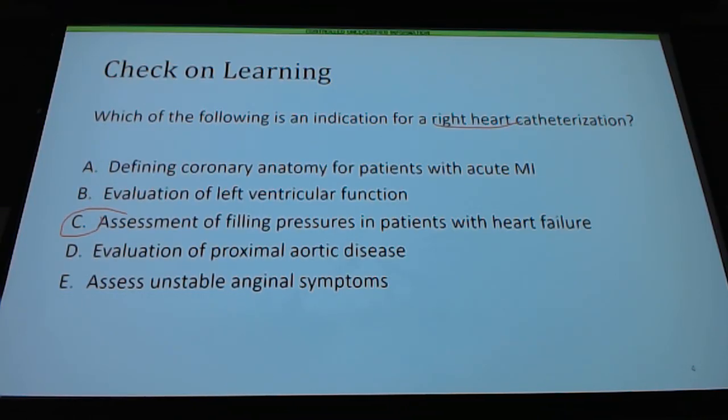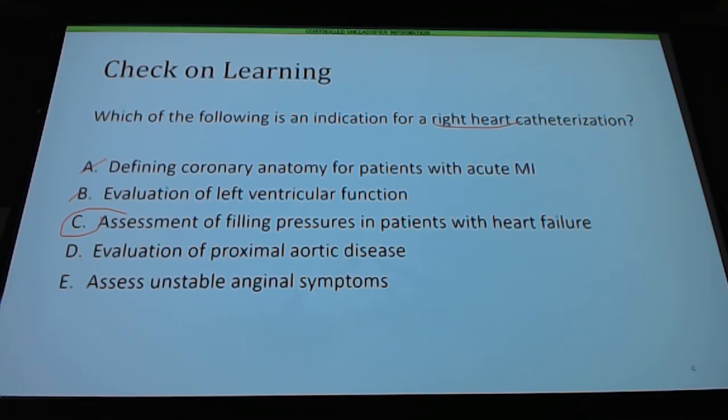So that's correct. So you need a left heart cath to define the coronary anatomy, because to gain access to the coronary arteries, you need to come in through just above the aortic valve. Evaluation of left ventricular function, you're going to need the left heart cath to do that. The only thing that you could get with a right heart cath is your pulmonary capillary wedge pressure, which gives you an idea of what's going on in the left atrium, but it doesn't tell you what's going on with the left ventricle.